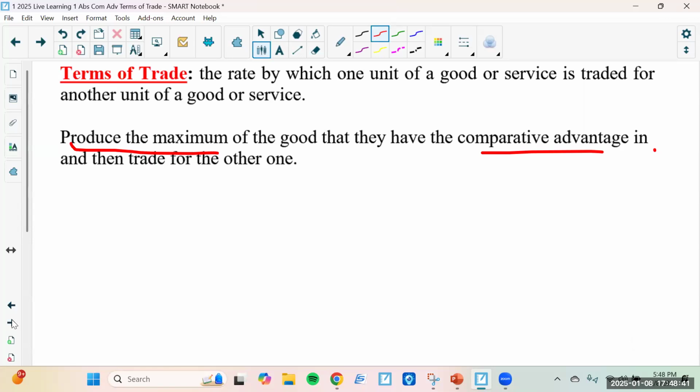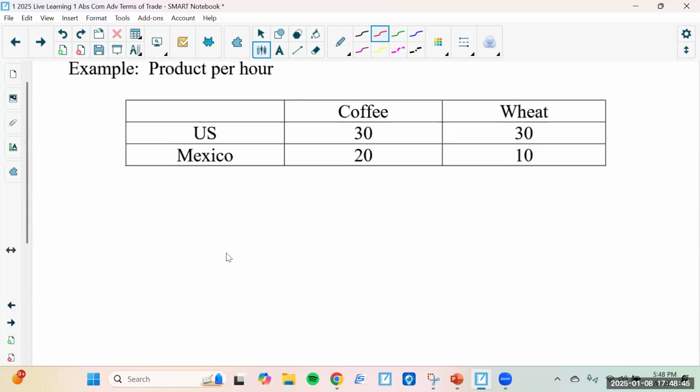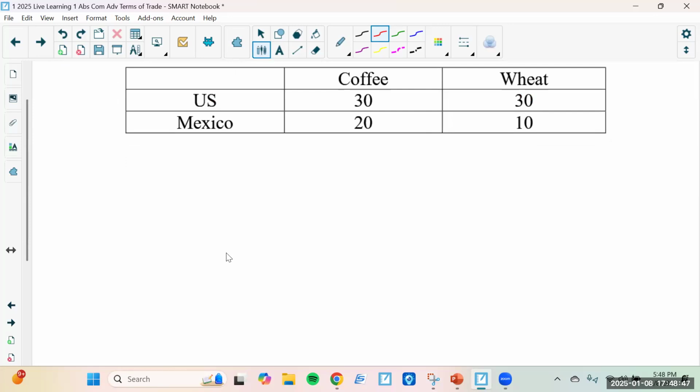So anyways, that's just a quick little absolute comparative advantage question here. All right, so let's go. Let's suppose we've got two countries, United States and Mexico, and they're trying to produce either wheat or coffee.